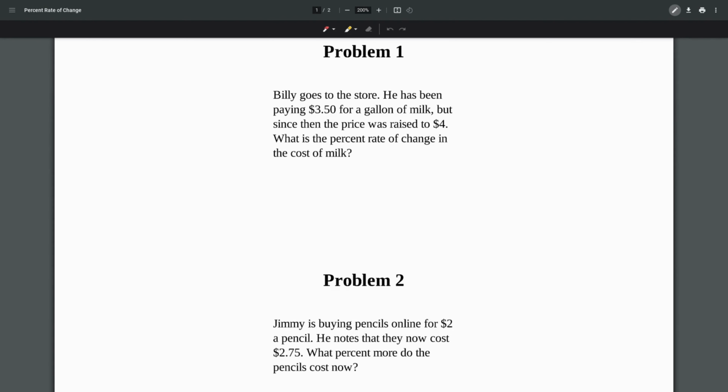In this video, we're going to talk about percent rate of change problems. So let's look at problem one. Billy goes to the store. He has been paying $3.50 for a gallon of milk, but since then the price was raised to $4. What is the percent rate of change in the cost of milk?